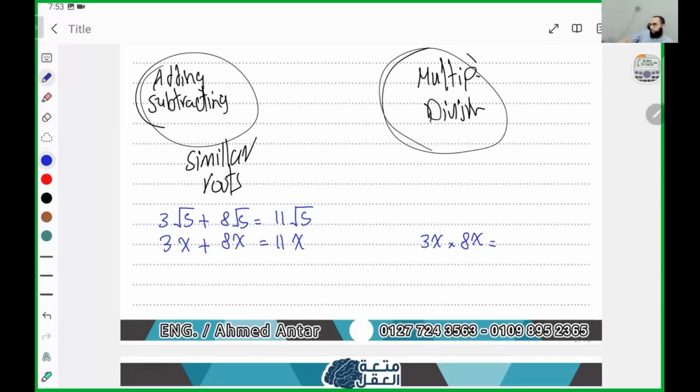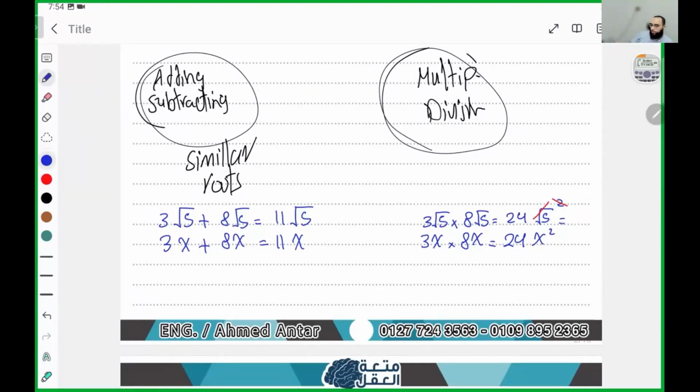Raise your hand if you know. Yes, Sarah. 3x times 8x equals 24x squared. It's the same with the roots if you want to multiply them. If it is 3 root 5 times 8 root 5, it's going to be 24 root 5 squared. And actually, the squared goes with the square root. The power of 2 deletes the square root.